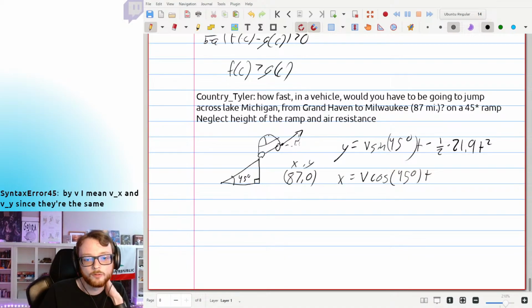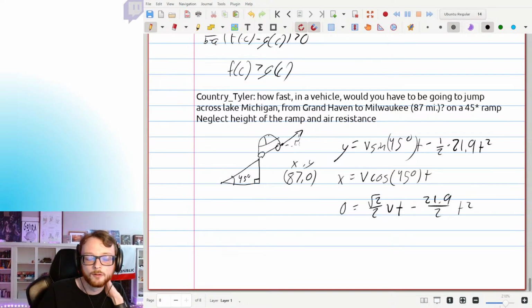So we know that 0 equals root 2 over 2 t. It makes me happy to have the sine and cosine there, so I'm going to keep it. We'll have to break it back into components later, but it's the price you pay for being me. And we also know 87 equals root 2 over 2 vt. So we have two equations and two unknowns. And we're really only interested in the velocity, I guess. That's what the question is about.